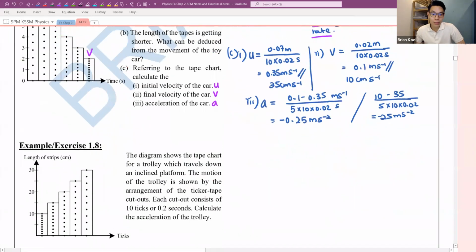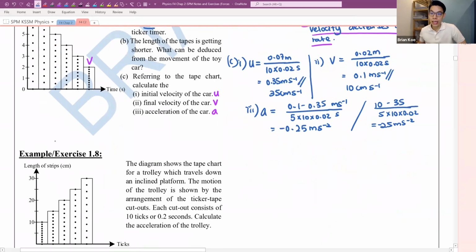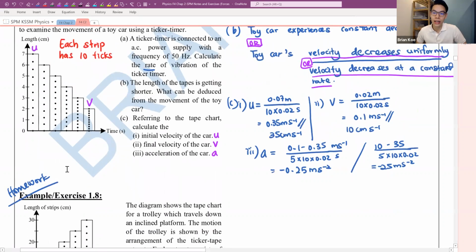Okay, for 1.8, can I leave this for you as homework? I almost wanted to write try it at home, but you guys are all at home. Homework. So we'll discuss this next class. 1.8 is not very difficult, a simple one.